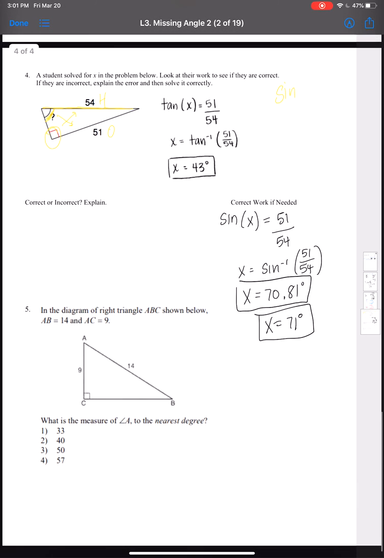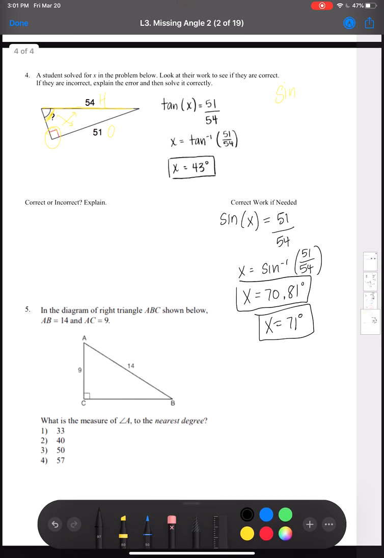And then this here is a Regents question. Last one we will do in this video. In the diagram of right triangle ABC shown below, AB is equal to 14 and AC is equal to 9. What is the measure of angle A? So once you read that, you want to say, okay, where is angle A? I want to find it. It's here, looking at that angle.